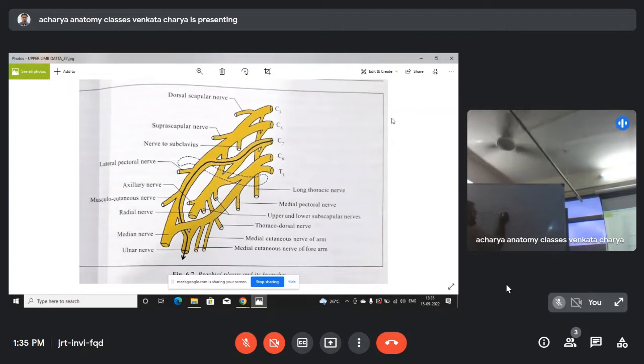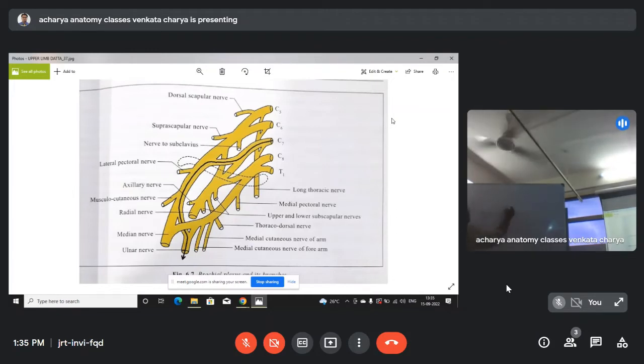Are you getting? Dorsal root ganglion, ventral root united to form a mixed nerve. So this one is a mixed nerve. So a mixed nerve consists of sensory and motor. Sensory axons and motor axons are present in this mixed nerve.